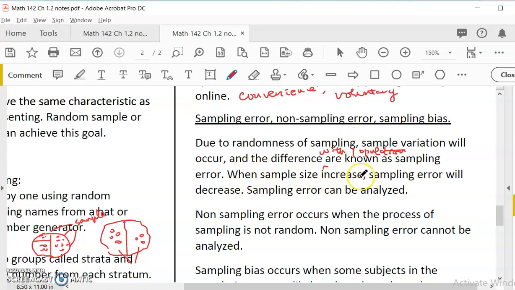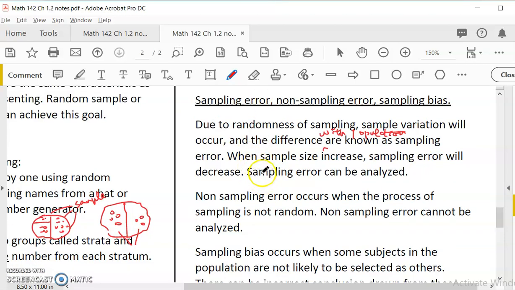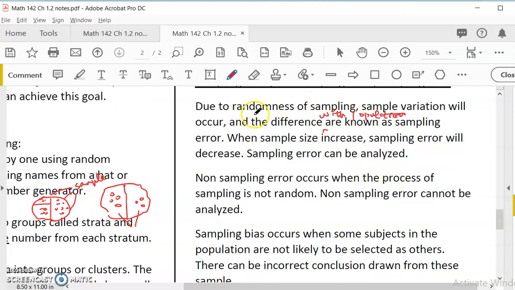When sample size increases, sampling error will decrease. So if instead of selecting 10 students, I select 20 students, the percentage of male and female will stabilize a little bit. Sampling error can be analyzed. That means how big the difference is with the population can be analyzed, if I get the sample from a random sample.